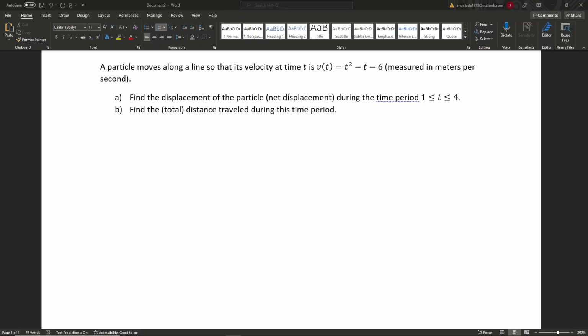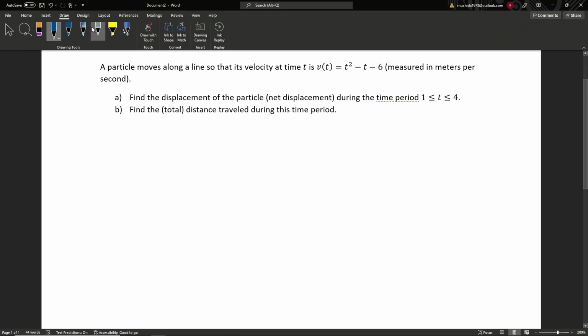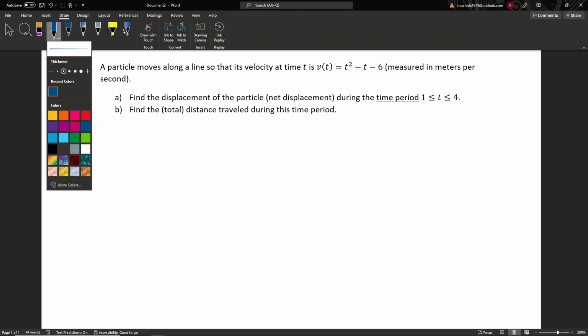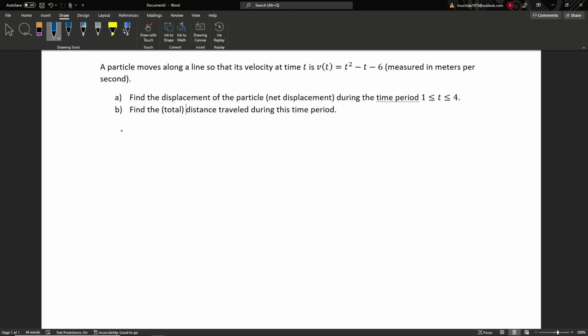So for part A, we just say that the displacement would be s of 4 minus s of 1, which, given the velocity function, would just be the integral from 1 to 4 of t squared minus t minus 6 dt.